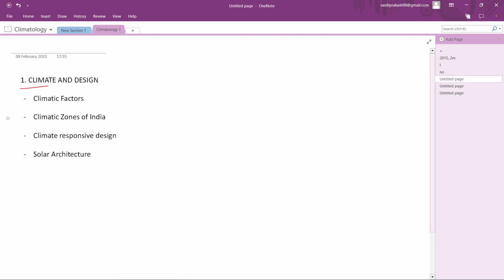Well, the first topic we'll be starting off with in climatology is the basics again with climate and design. We're going to learn what all climatic factors are going to affect us. For example, air, sun, wind movement, humidity, etc. Then we're going to see climatic zones of India again.